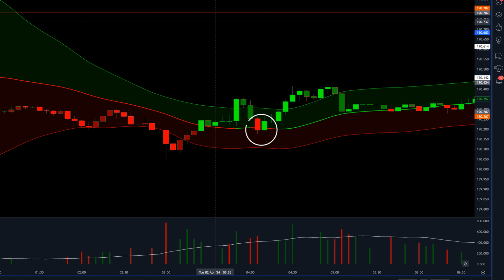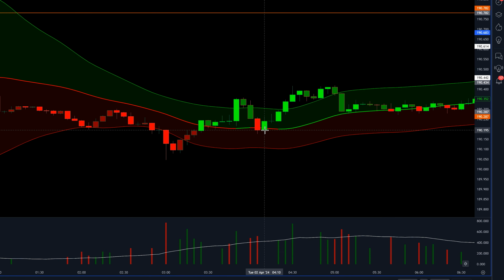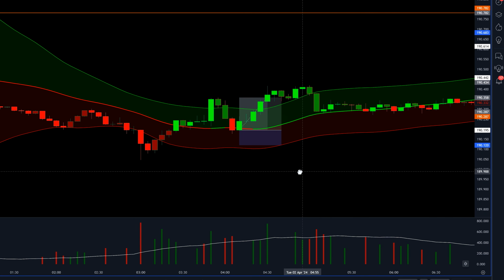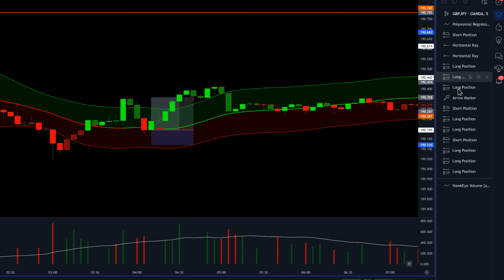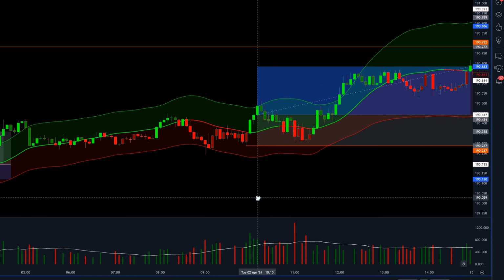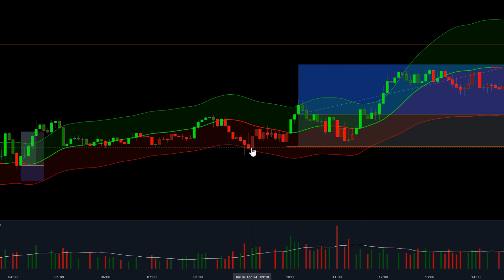But as you can see, if we were to take a short position here, our stop loss would sit at this swing high, which means it would have been a losing trade. But that is totally okay, because our next entry was this long position and the trade was actually profitable. So as you can see, the price rejected off of the lower band of the Polynomial Regression Indicator. It headed straight up and closed above the middle band.